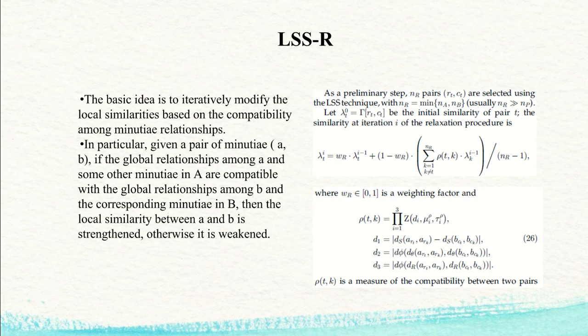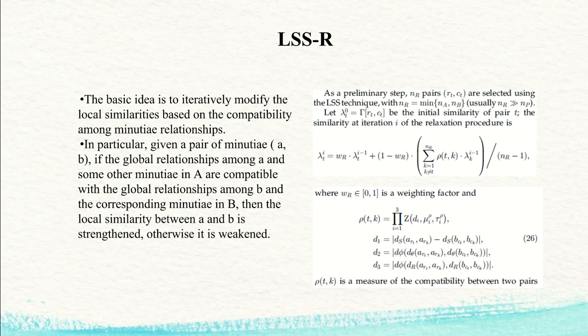We just strengthen those pairs of minutiae which are compatible in their own corresponding minutiae of the fingerprint. Particularly, suppose we are given a pair A comma B. If the global relationship among A and some other minutia in capital A is compatible with the global relation of small b and the corresponding minutia in capital B, then we strengthen the pair A comma B, else we penalize this pair.